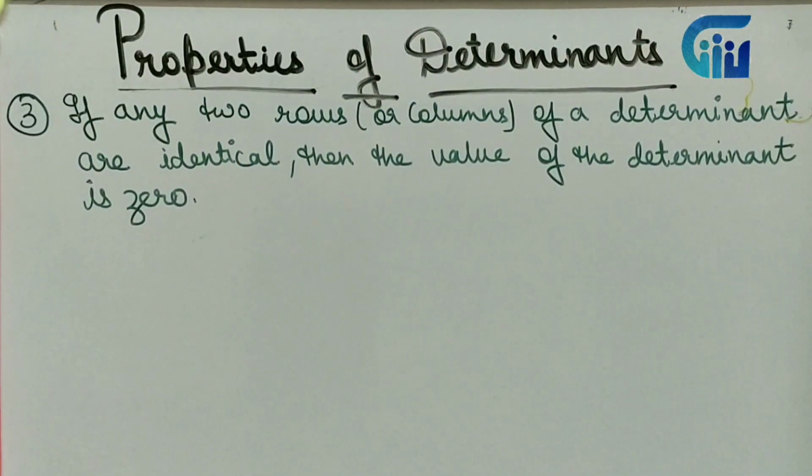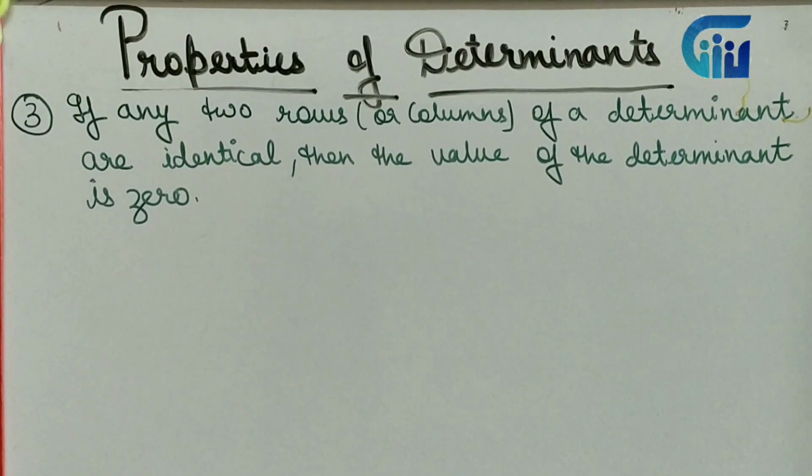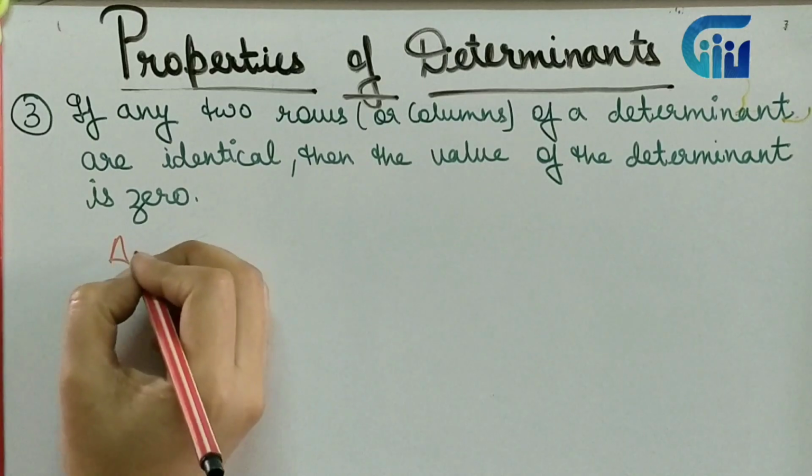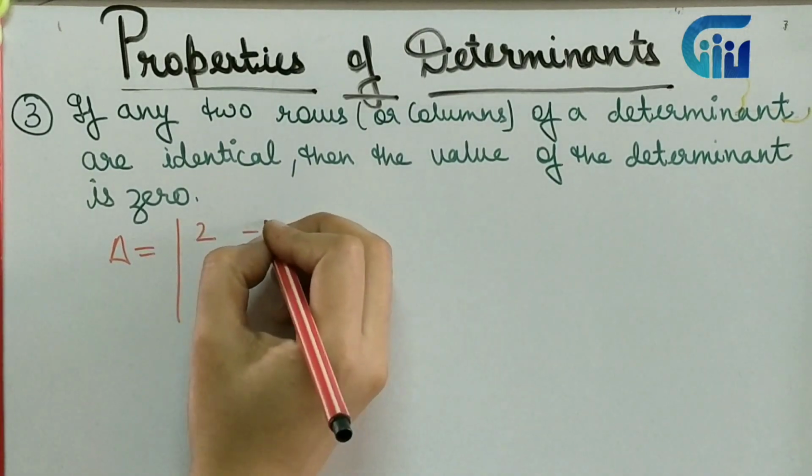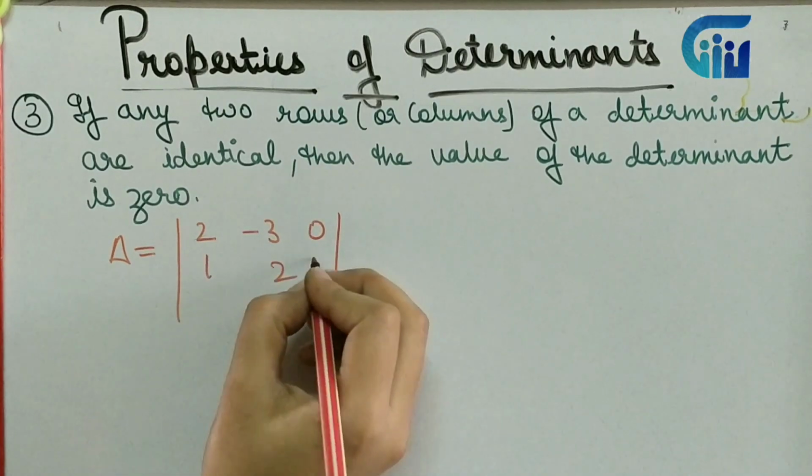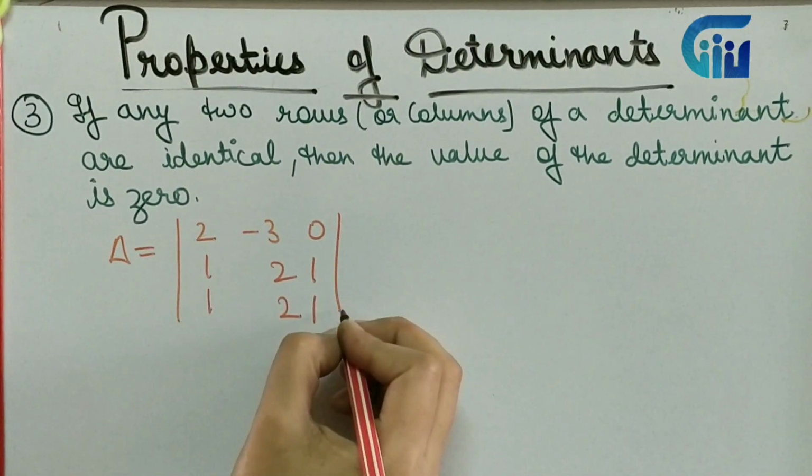Now moving on to the third property of determinants. It says if any two rows or columns of a determinant are identical, then the value of the determinant is 0. Now what does it mean? It means if the elements are exactly same in both the rows or both the columns, then the value of the determinant will come out to be 0. Let's try to understand. Again, we have to take a case of a 3 by 3 determinant. So now let us take a determinant. The determinant, let's say, is 2, minus 3, 0, 1, 2, 1 and 1, 2, 1.